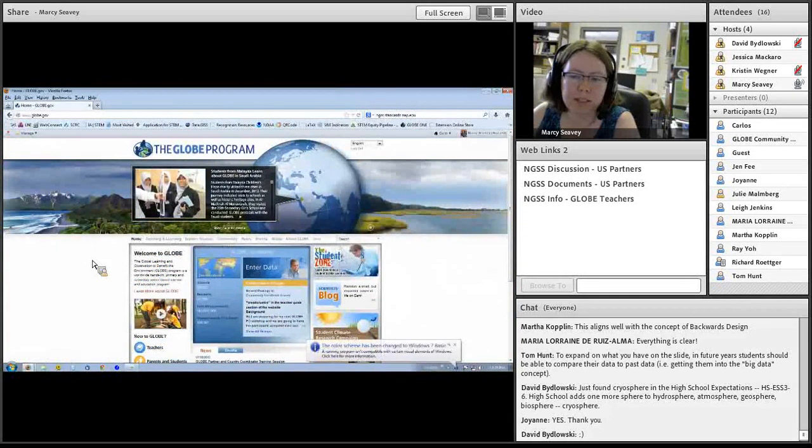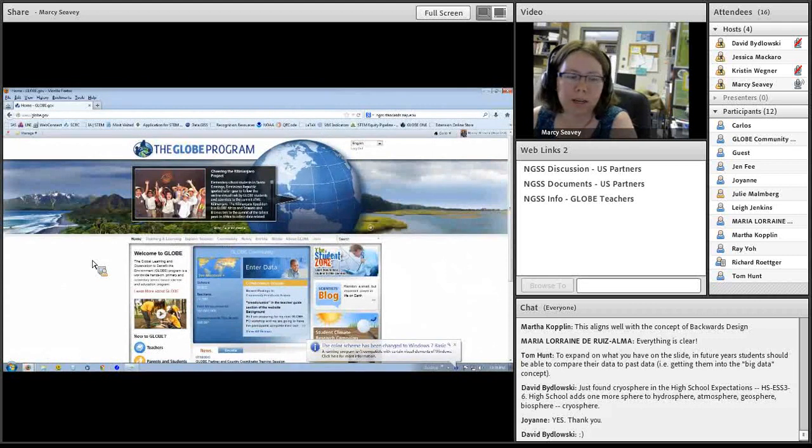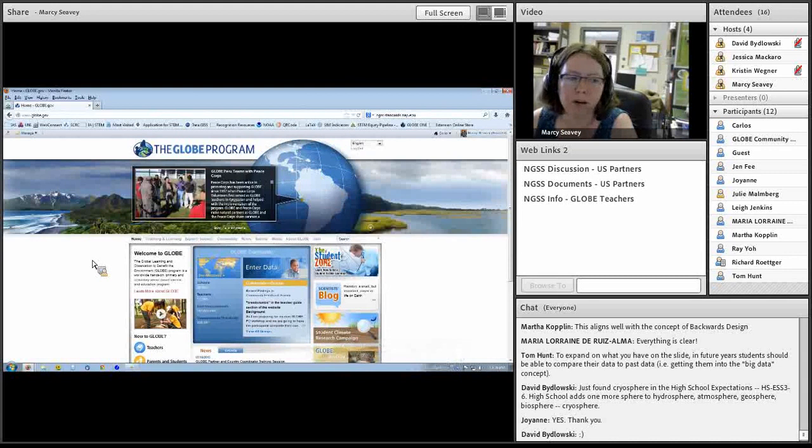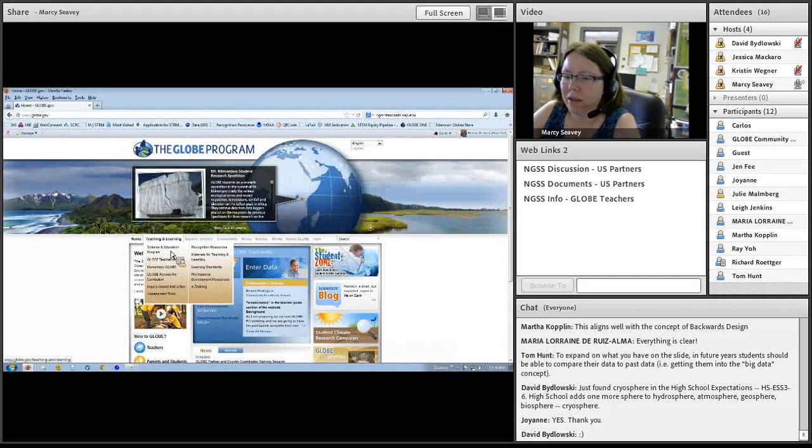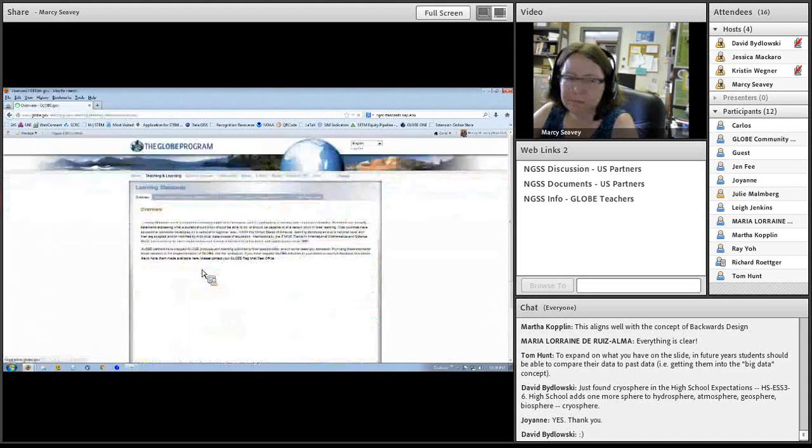First we're going to take a look at how you would go about getting to the NGSS resources if you were a teacher or a non-US GLOBE partner. What you would do is go to the Teaching and Learning section from the GLOBE home page, mouse over that, and then click on Learning Standards.